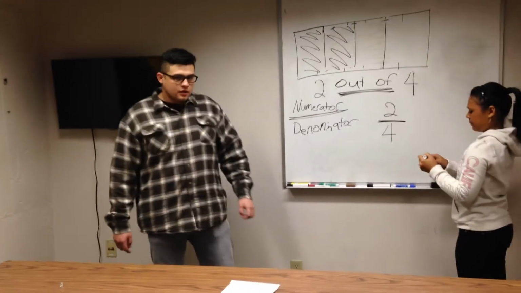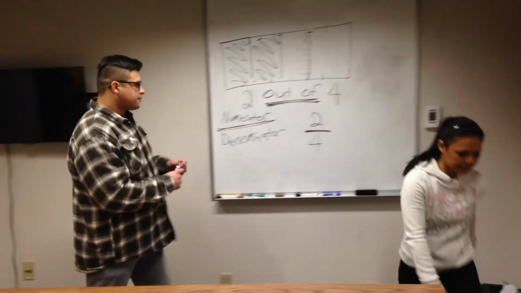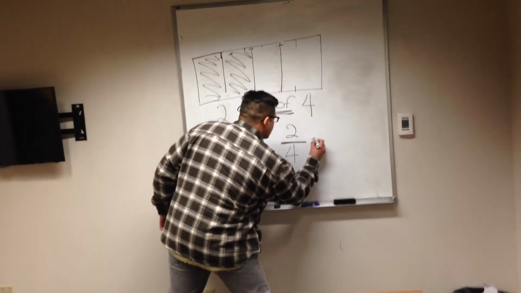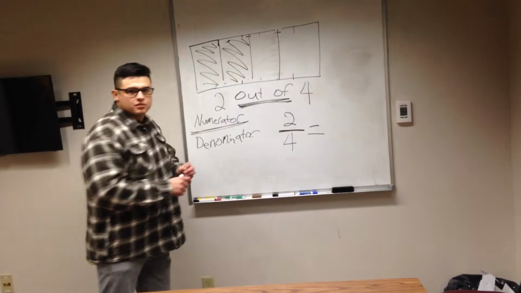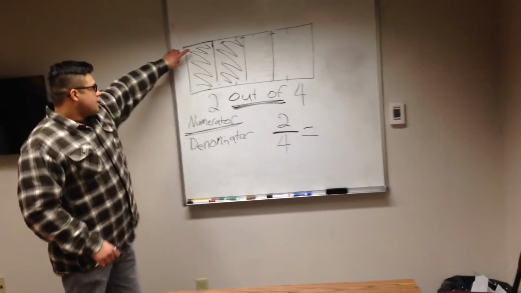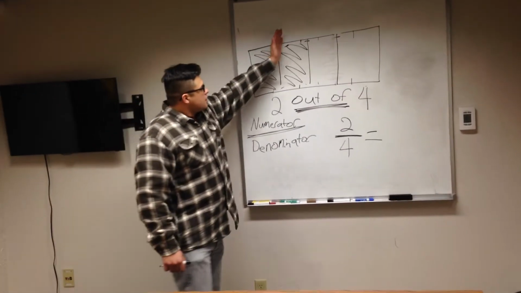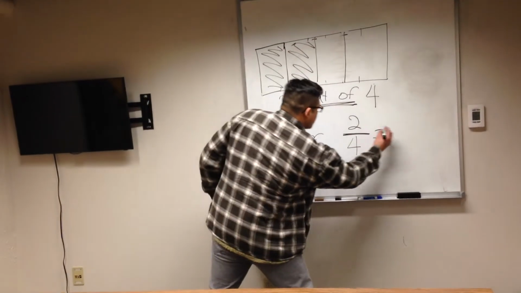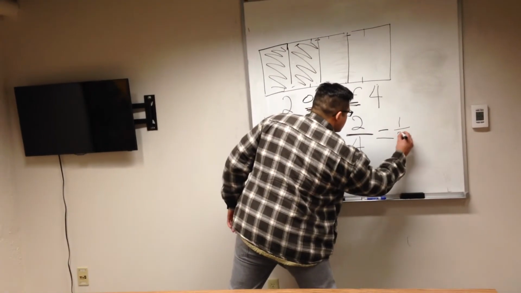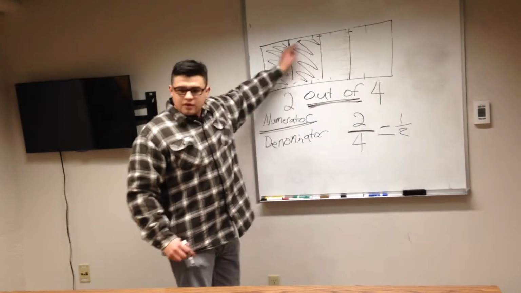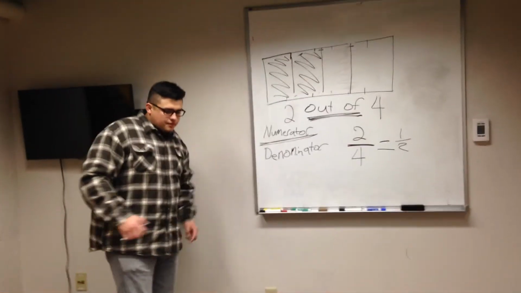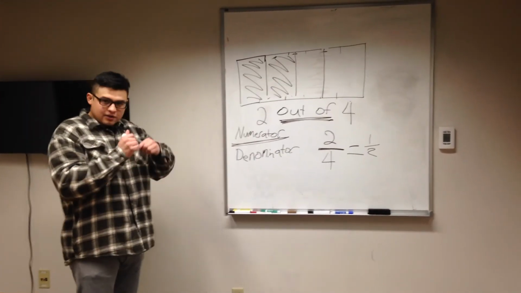Good job. Another way to write this, we're going to reduce fractions, which will be our next lesson. There's 1 over 2, because there's half of the box filled in. So, that concludes our lesson.